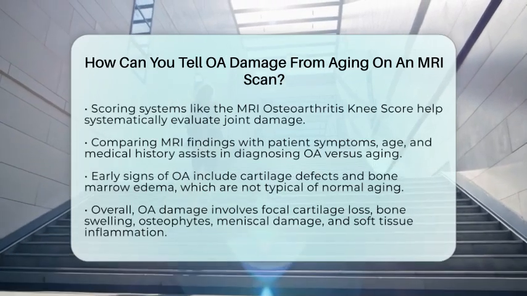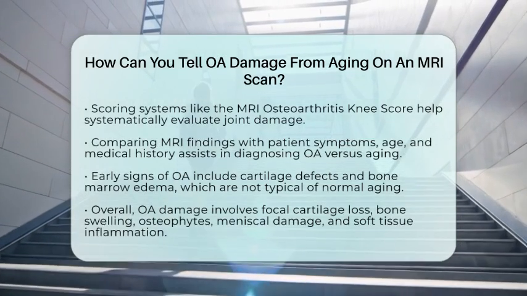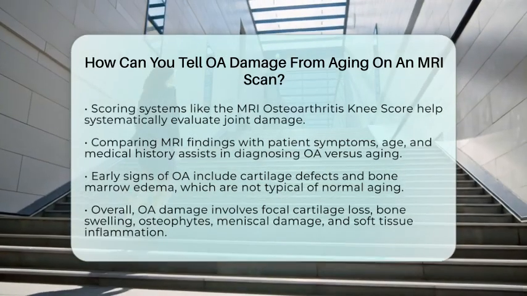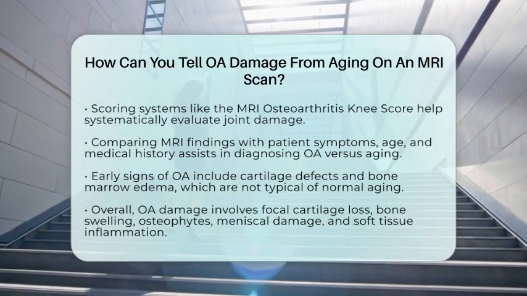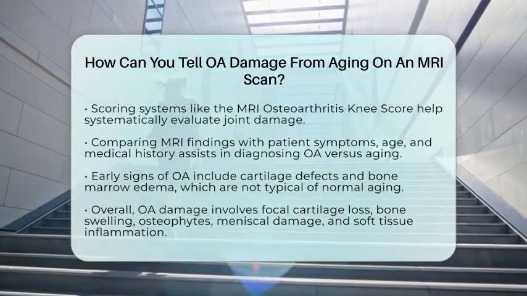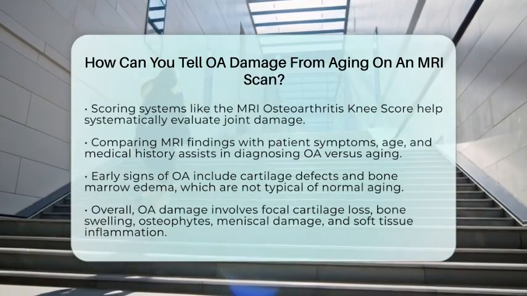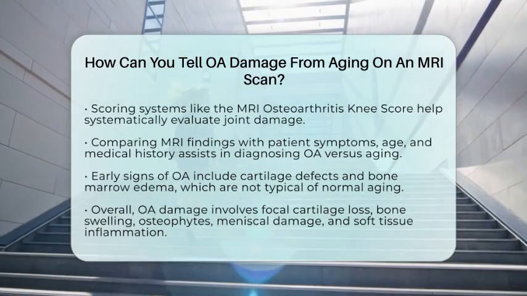In short, while aging can cause mild joint tissue changes, osteoarthritis damage on MRI is marked by focal cartilage loss, bone marrow swelling, osteophytes, meniscal damage, and soft tissue inflammation. MRI's detailed images make it easier to tell these apart and guide proper treatment.